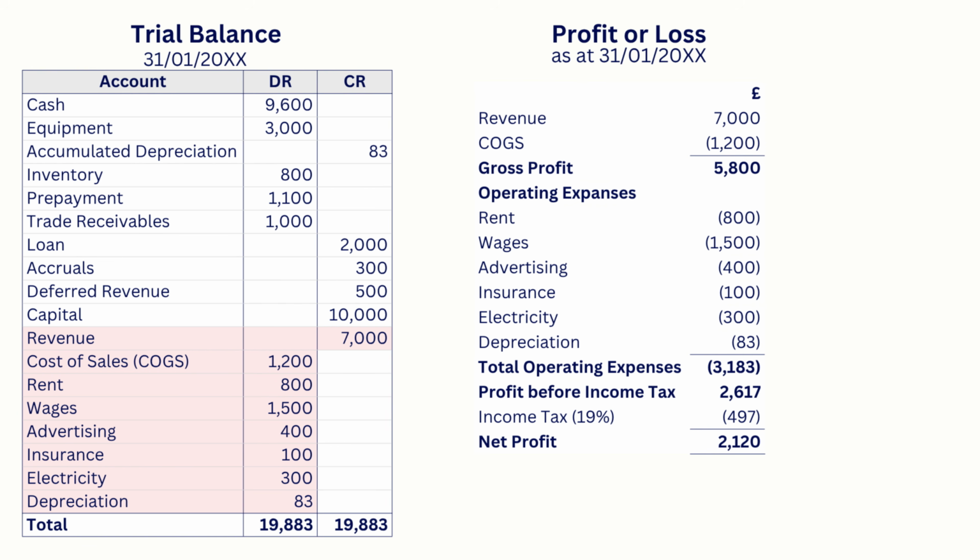The profit or loss statement shows the performance of the business for January. We take revenue minus cost of sales and expenses, which are rent, wages, advertising, insurance for January, electricity, and depreciation. This gives us the profit or loss for the period.